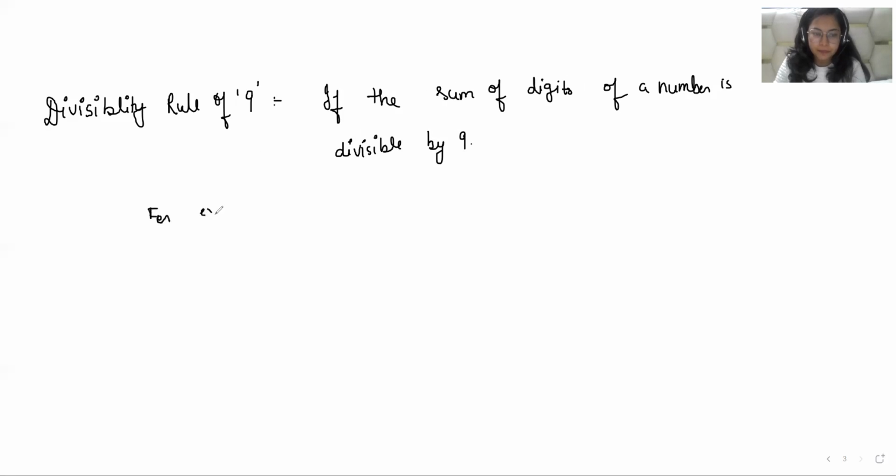For example, 7,254. If we need to check whether this number is divisible by 9 or not, you have to add all the digits together and check whether the sum comes in the table of 9 or not. 7 plus 2 plus 5 plus 4. 7 plus 2 is 9, and 5 plus 4 is also 9. 9 plus 9 is 18. The sum is 18, and 18 comes in the table of 9. So yes, it is divisible by 9.